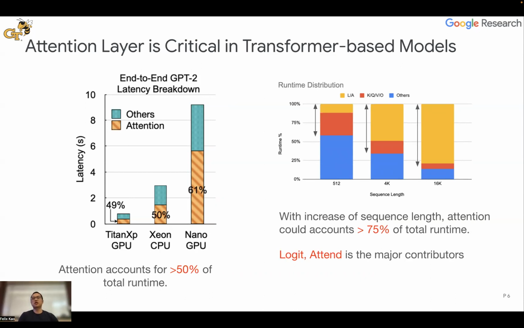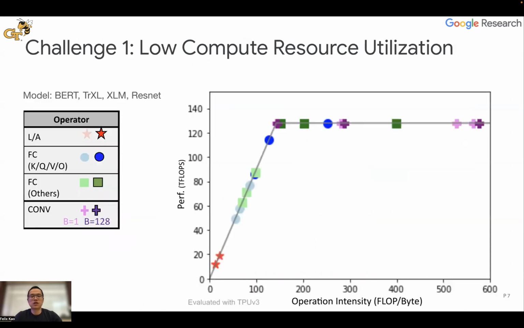So if the attention layer is such a compute-heavy computation, why don't we just deploy it on an even larger GPU or TPU? Then we can solve the problem. Is it correct? The problem is that even if you have a very powerful accelerator, you will still face low performance because of low compute resource utilization. We show this with a roofline model, evaluated on TPU v3.